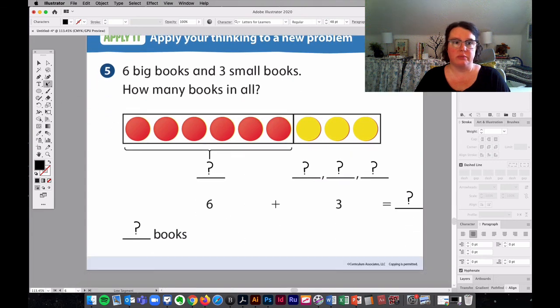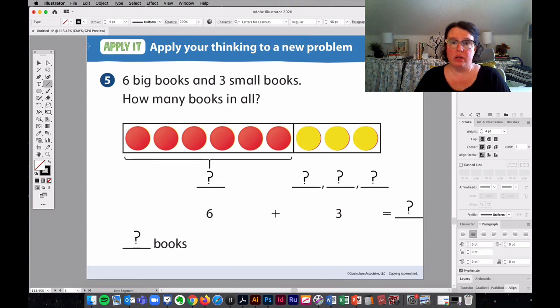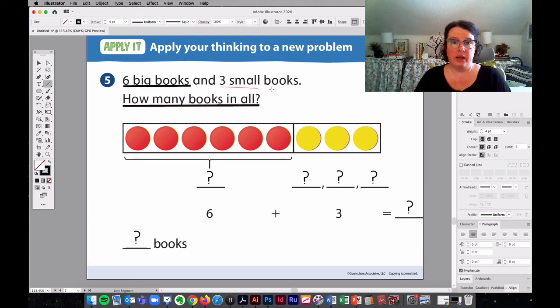First things first, I'm going to get out my highlighter or my underliner, and we're going to underline the important information. The problem is asking us, there's that question mark, how many books in all? Well, I see that there are 6 big books, and there are 3 small books. And down here I have a picture to represent the problem, and that just helps my brain picture it so that I can count it more easily.